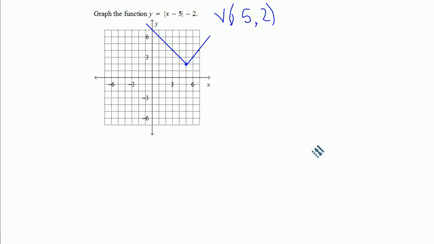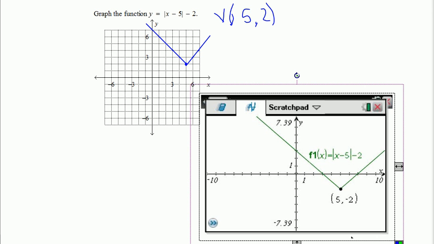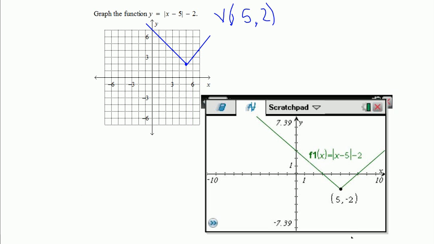And if we want to, we can check it real quick just by picking up Scratchpad and looking at a graph. Notice the vertex matches and the intercepts. Oh boy, did I not match. I'm glad I checked that one. I should have gone to 5, negative 2. And here's the negative value right here that I didn't pick up the first time. This is why you check your answers. You check your answers to make sure you don't make silly mistakes like I just did. So let's go ahead and clean up this.